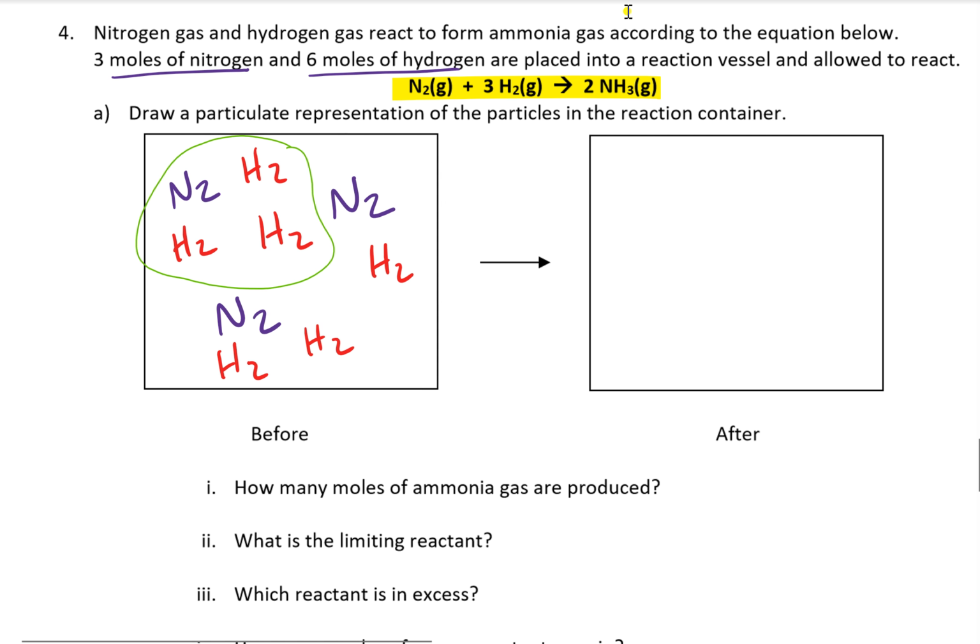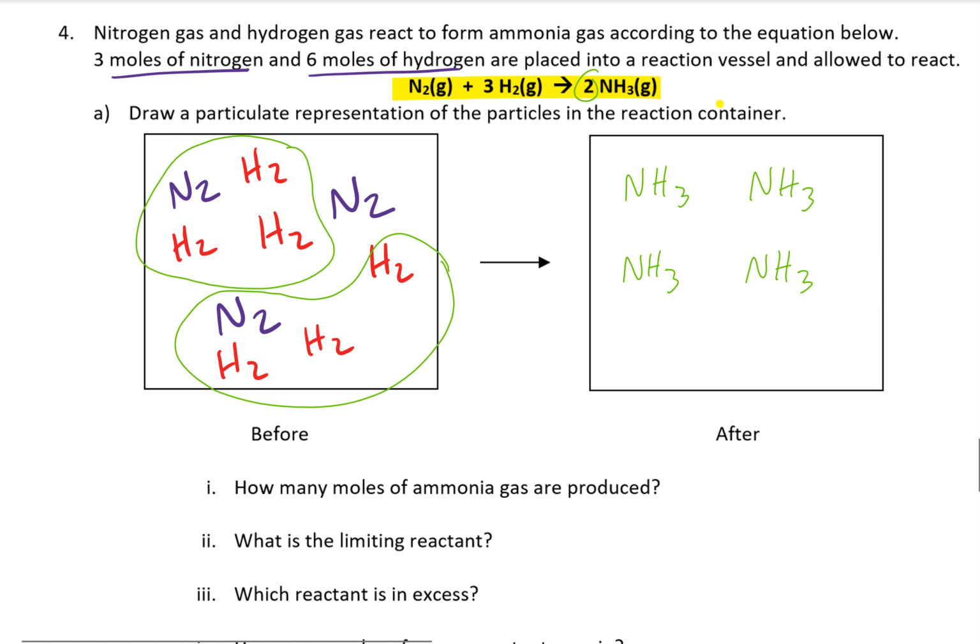Looking at our balanced equation, specifically 2 moles of product. So every time I circle, I write 2 copies of NH3 because its coefficient is 2. I'm going to keep going until I can't go anymore. 1 nitrogen and 3 hydrogens. There's another set. And again, that makes 2 copies of NH3.